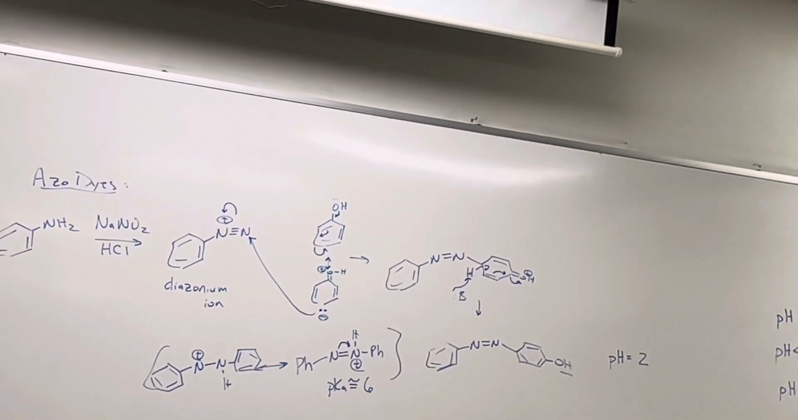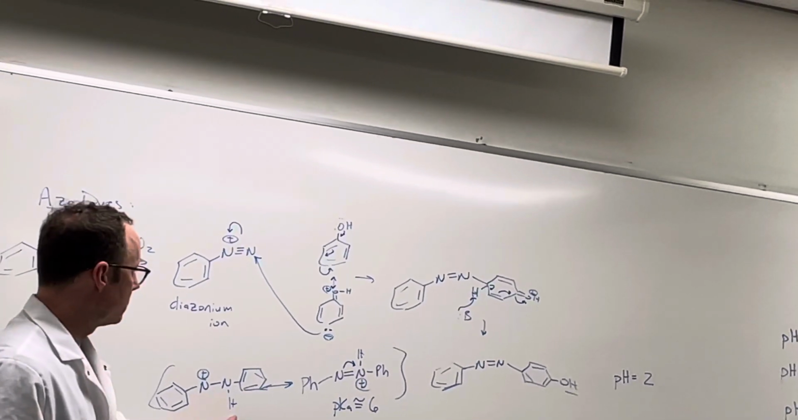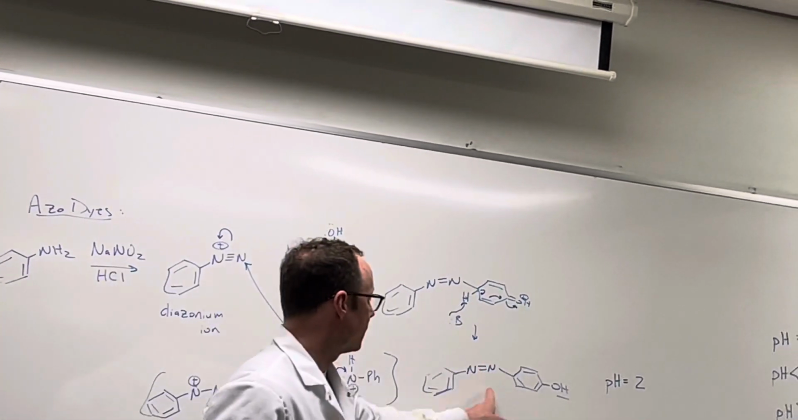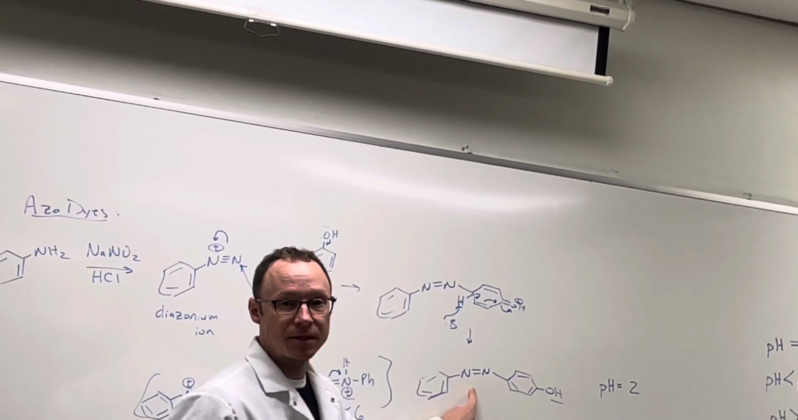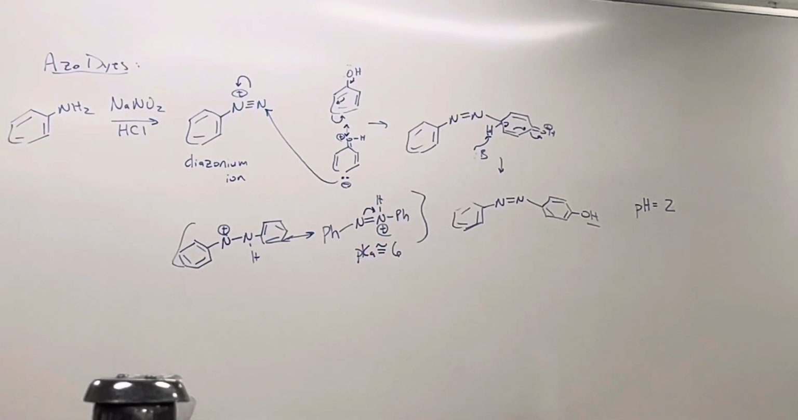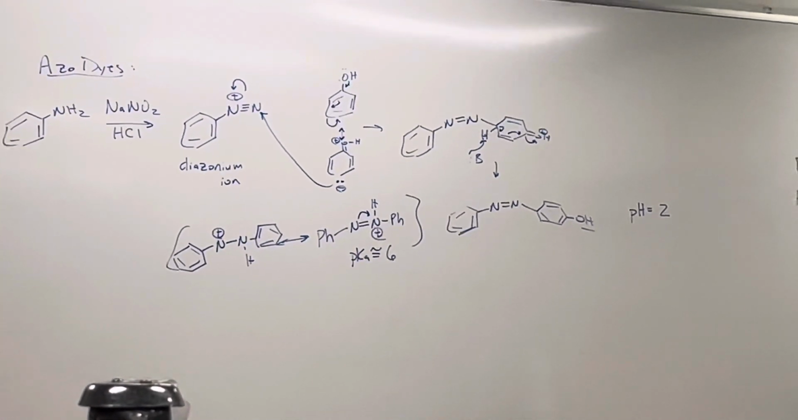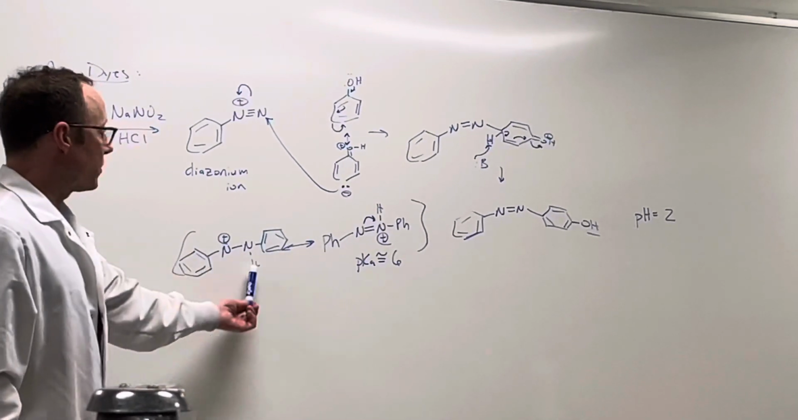Wait, isn't that the deprotonated? No, this is the protonated form. Okay. This is the deprotonated. Right, there's no protons on the azo linkage. Okay. Here we have the proton on the azo linkage. Got it. So through protonation of the azo linkage, we've certainly weakened it as a result of this resonance form.